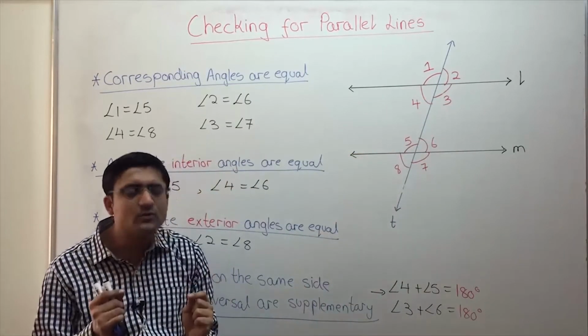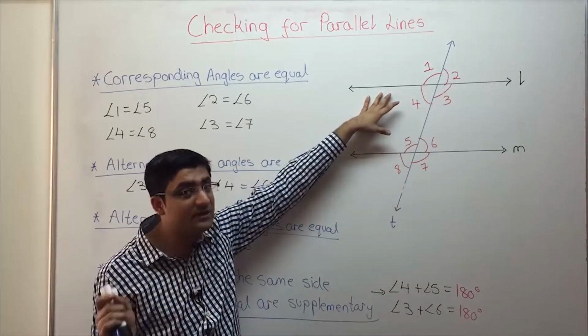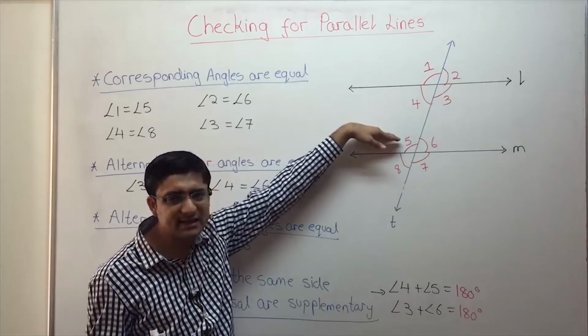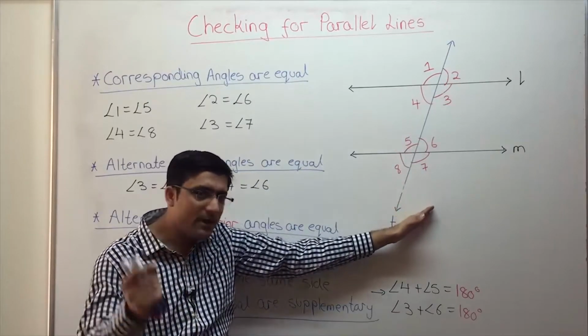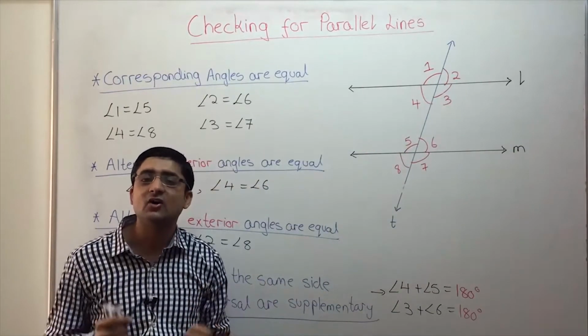I repeat, please understand what the problem statement is. I'm giving you two lines over here, L and M. I don't know if they're parallel or not. So I'll just give you two lines L and M and a transversal T. Now my question is, you have to determine if these two lines are parallel or not. So how do we determine that?